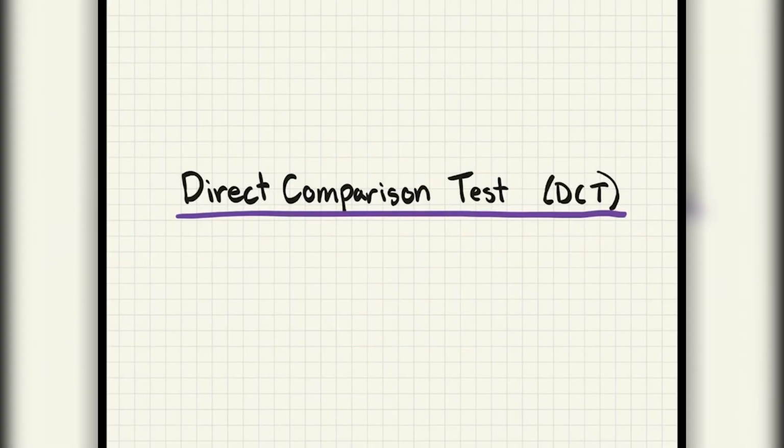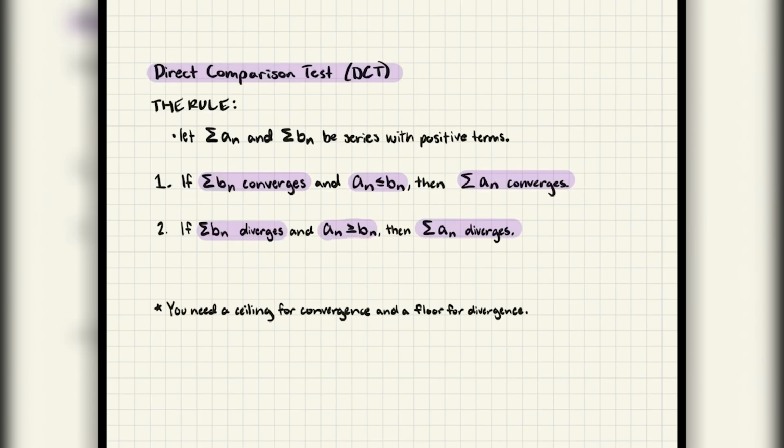Hi everyone, today we're diving into the direct comparison test. In Calculus 2, we often run into really messy series that are hard to evaluate directly, but the direct comparison test lets us determine if a series converges or diverges by comparing it to a benchmark series that we already understand. So the rules for the direct comparison test are that if series B, our benchmark series, converges, and A is less than or equal to B, then the series of A converges.